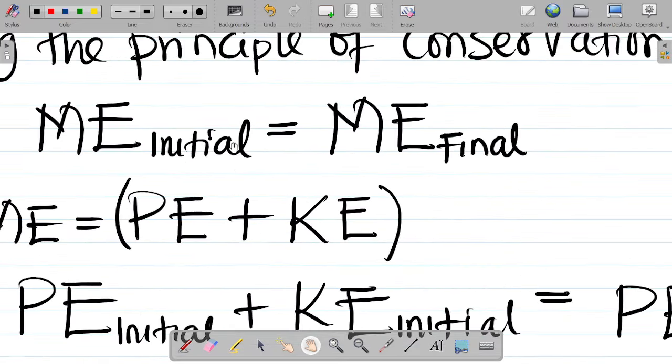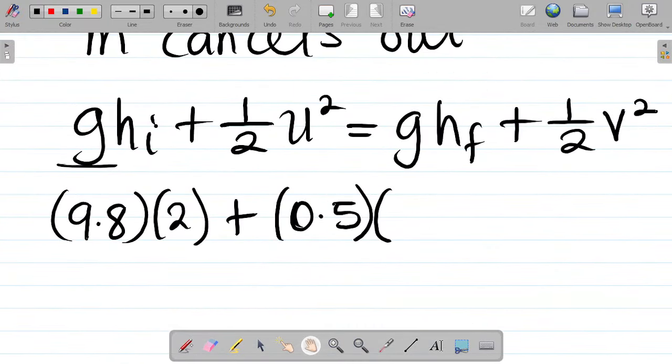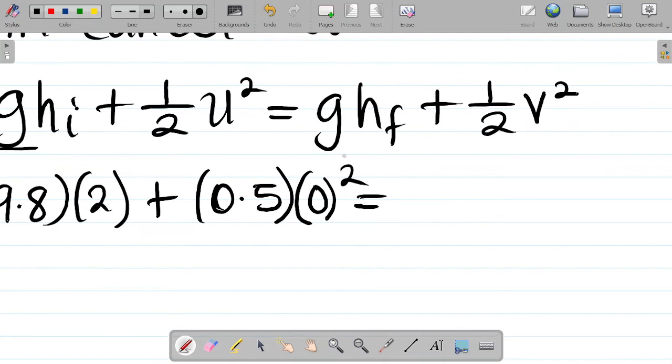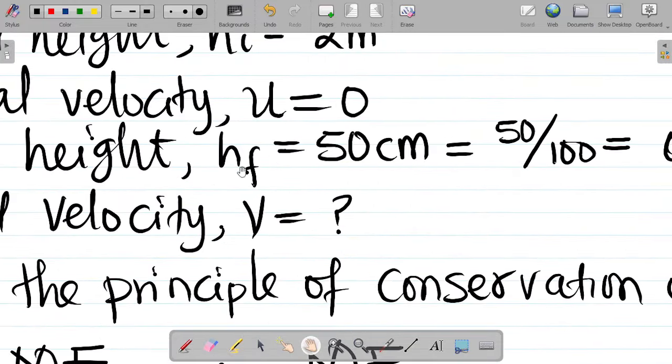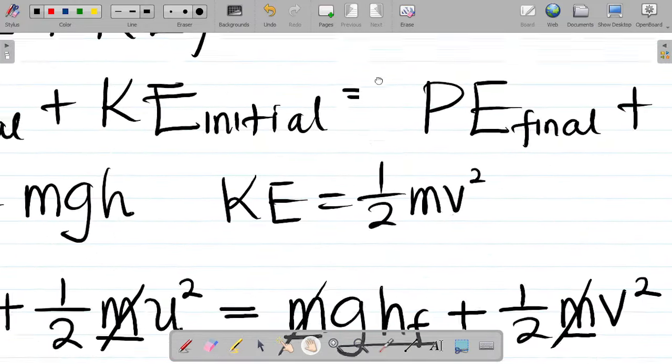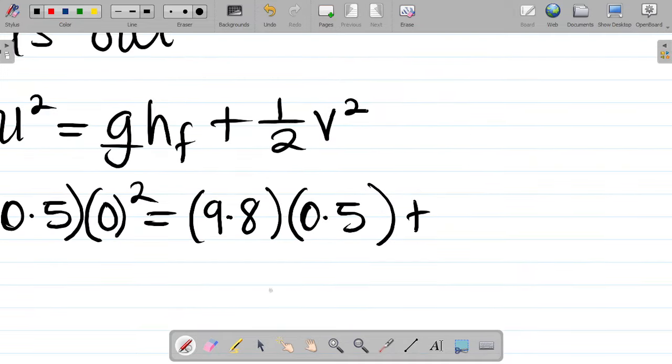We said the body starts from rest, right? Yes, so u was 0, so this becomes 0 squared. So u, which is 0, all squared is equal to g, which is 9.8, times h_f, the final height, which we got as 0.5 meters, plus one over two, which in decimal is the same thing as 0.5, times v squared. So I have v squared.